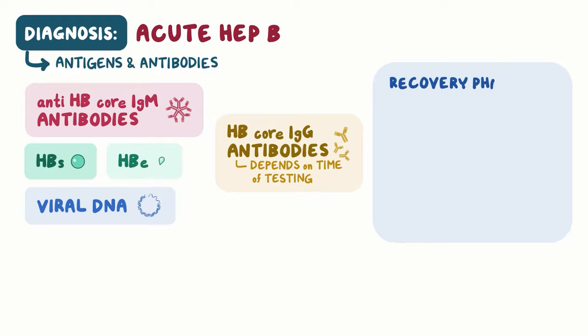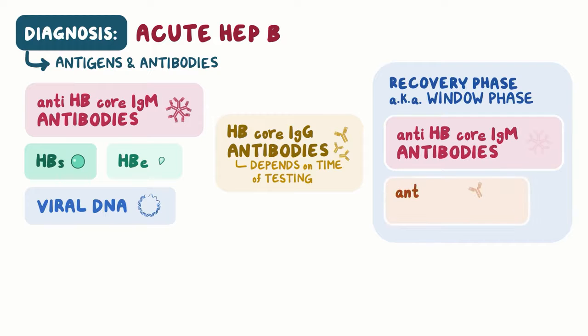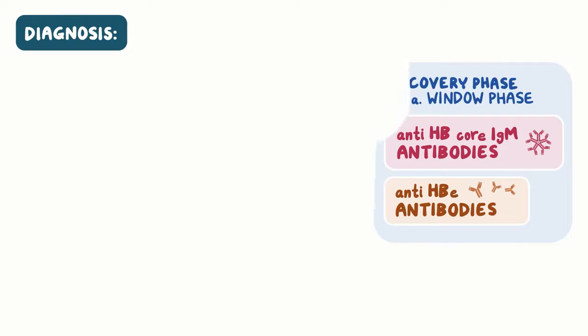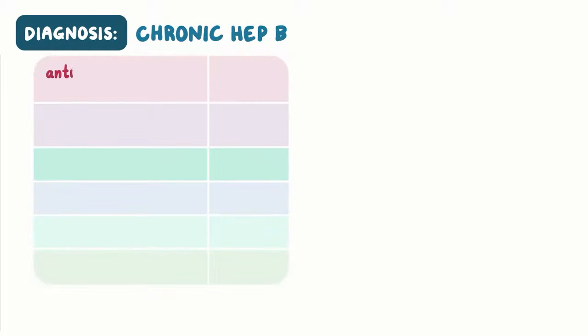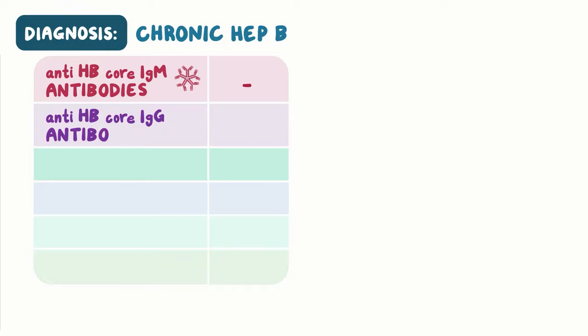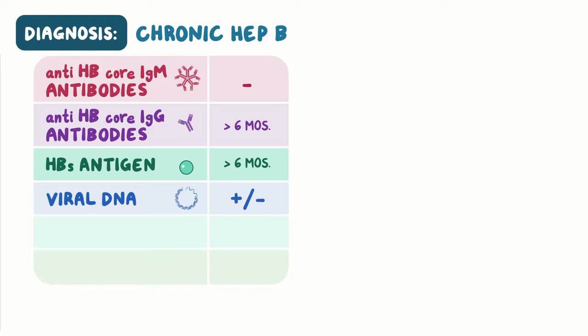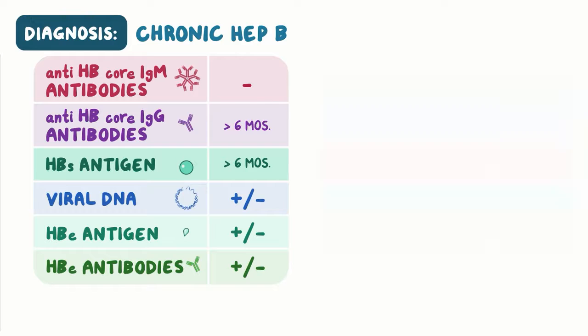In the recovery phase, also called the window phase, only anti-HB core IgM and anti-HBe antibodies can be detected. In chronic hepatitis B, anti-HB core IgM is negative, while anti-HB core IgG antibodies and HBs antigen are present for longer than 6 months, and viral DNA can also be detected. HBe antigen and antibody can be present as well.